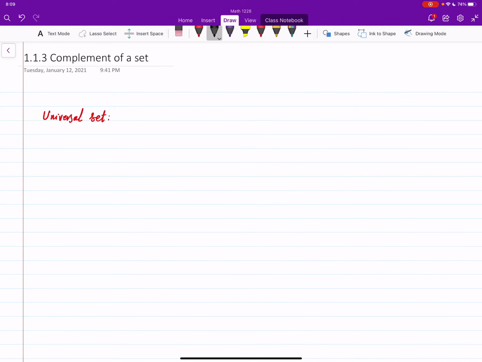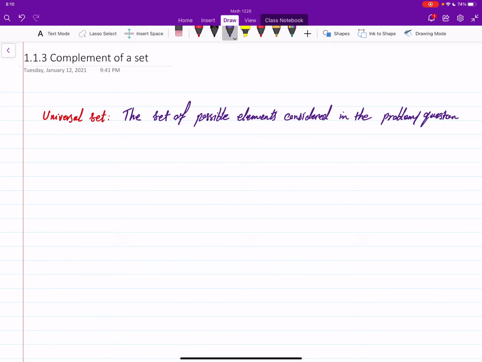And by the universal set, we mean the set of all possible elements considered in the problem, in the question, or in the context that we are working in. And we denote it by U.